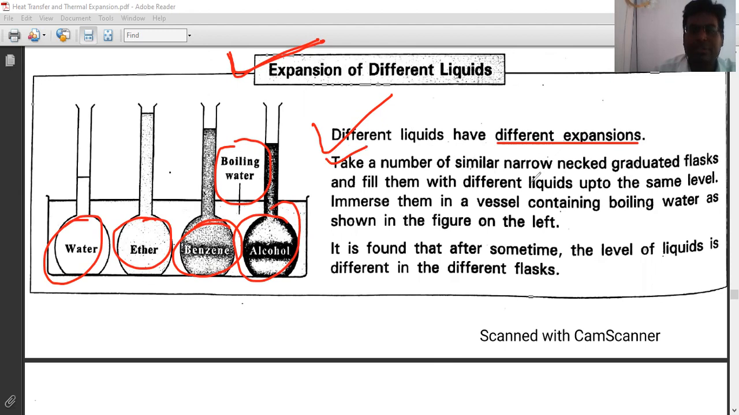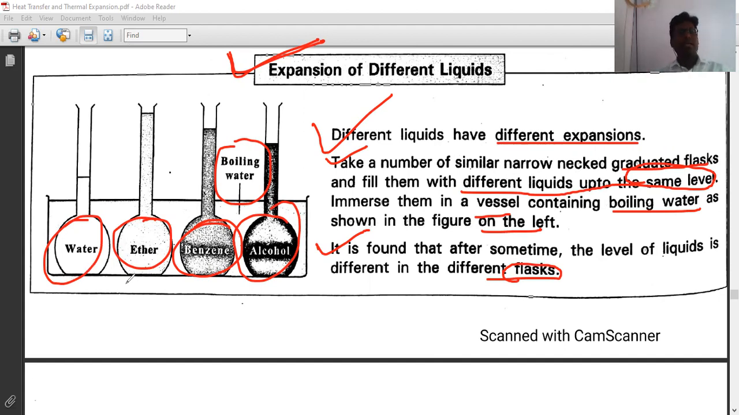So take a number of similar narrow neck graduated flasks and fill them with the different liquids up to the same level. Immerse them in a vessel containing boiling water as shown in the figure on the left hand side. It is found that after some time the level of the liquid is different in different flasks, right? So this is the flask in which different liquids are filled and they are heated to the same temperature, but the expansion shown by them is different due to their internal structure, right?